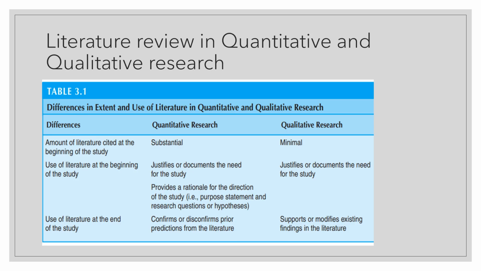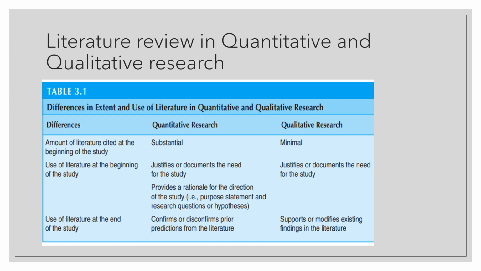In the literature review of quantitative and qualitative research, there are some differences. In Table 3.1, the differences in extent and use of literature in quantitative and qualitative research can be seen. There are three differences. The first is the amount of literature cited at the beginning of the study. In quantitative research, it is substantial, while in qualitative research, it is minimal. So at the beginning of the study, it is substantial for quantitative research to use the review of the literature.